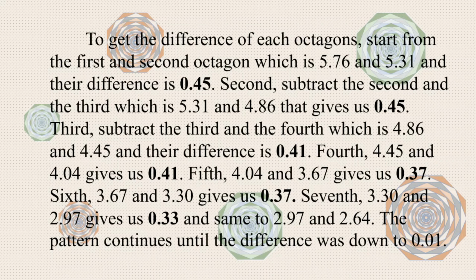Fifth, 4.04 and 3.67 gives us 0.37. Sixth, 3.67 and 3.30 gives us 0.37. Seventh, 3.30 and 2.97 gives us 0.33, and same to 2.97 and 2.64. The pattern continues until the difference was down to 0.01. To have a better vision of the pattern, let's create a table.